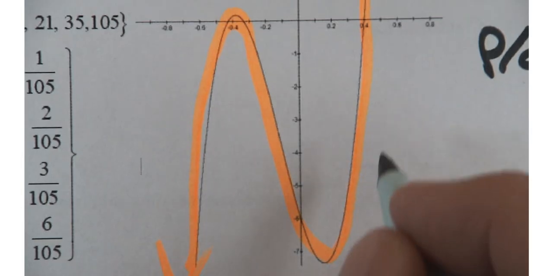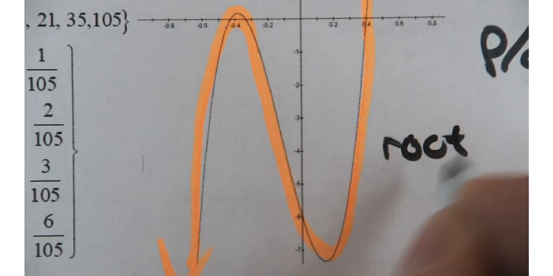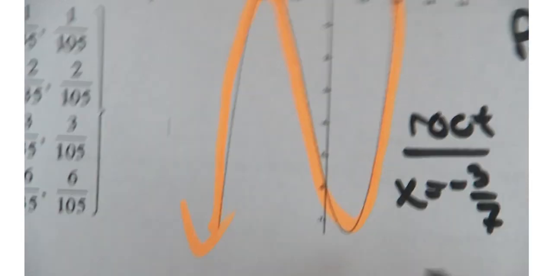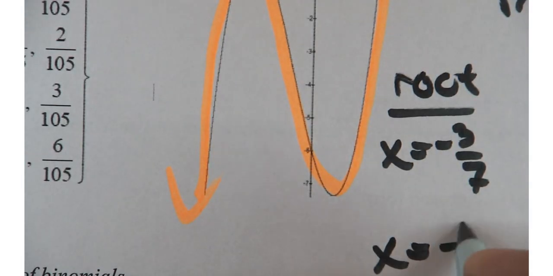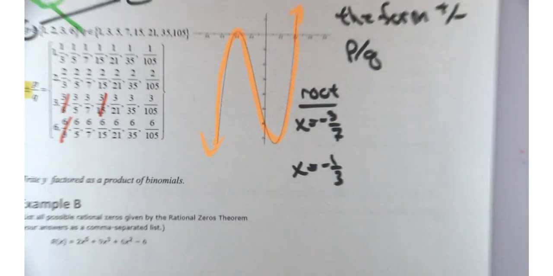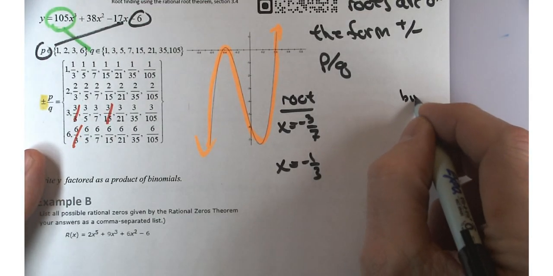Let's keep a little running tab like this. So our roots: x equals negative 3/7, and x equals negative 1/3. We need to come up with one more here. And eventually I want to try and come up with a binomial.